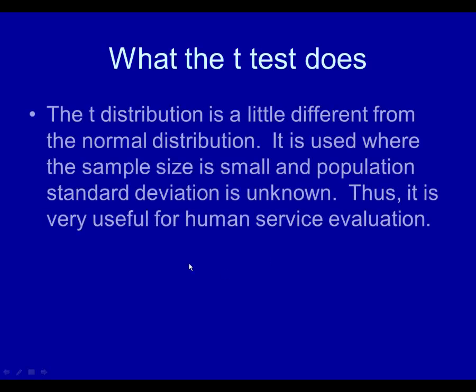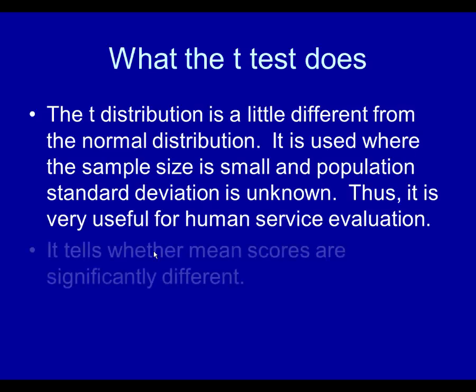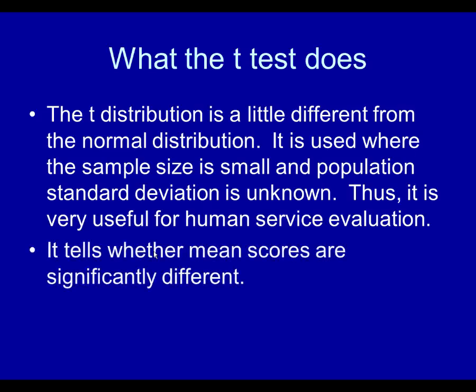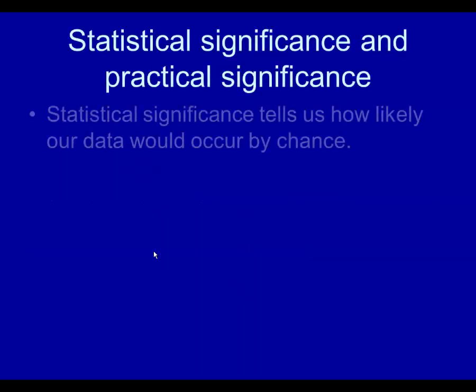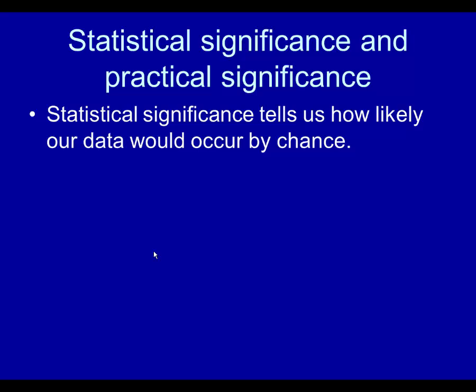What the t-test does: the t-distribution is a little different from the normal distribution. It is used where the sample size is small and population standard deviation is unknown. Thus, it is very useful for human service evaluation studies, which is a major focus of a series of presentations that I am doing. It tells whether the mean scores are significantly different. Let's talk briefly about statistical significance and practical significance.